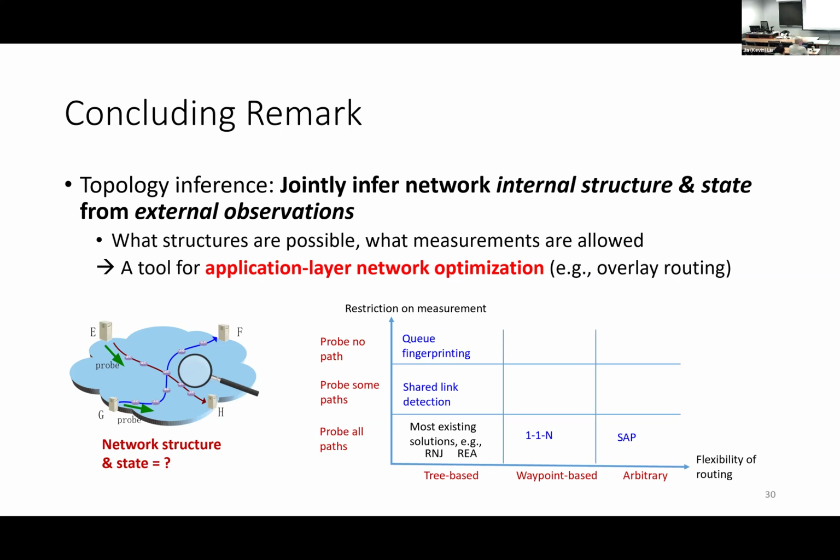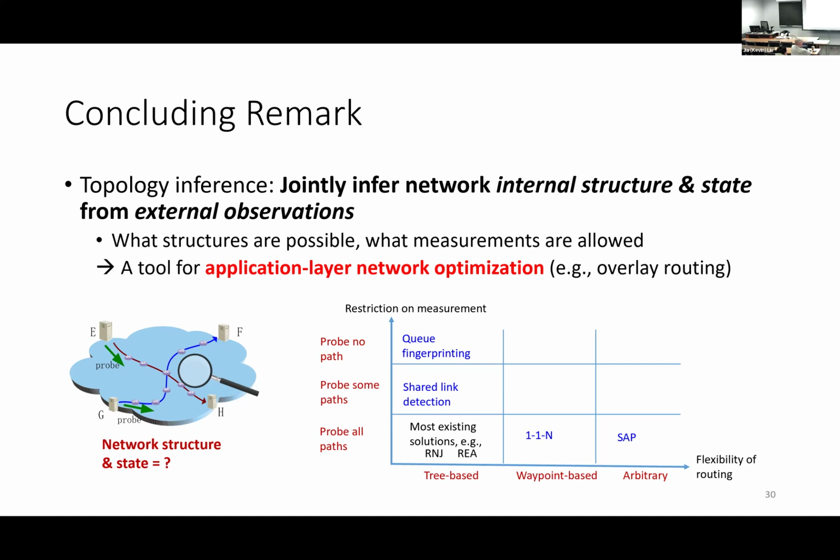Actually, I have one quick question. In the second piece, when you do this overlay routing, also using this, like, a better term, this kind of tomography, is that routing problem solved jointly, or do you do the tomography first and then the routing second?